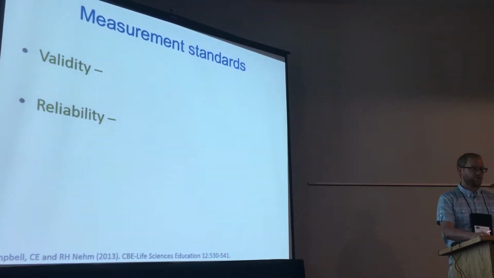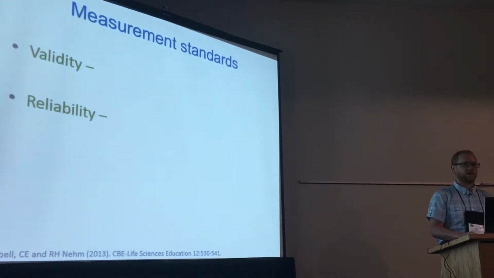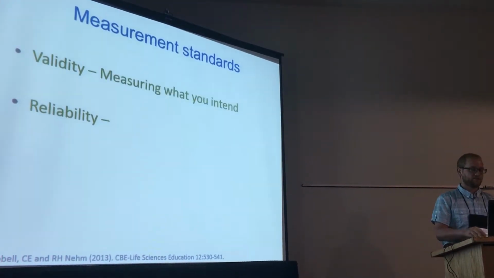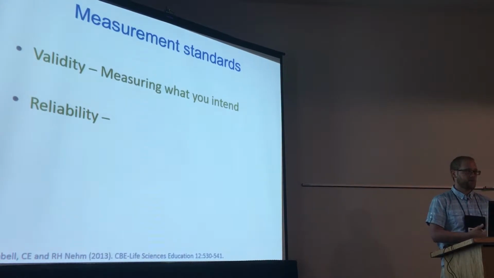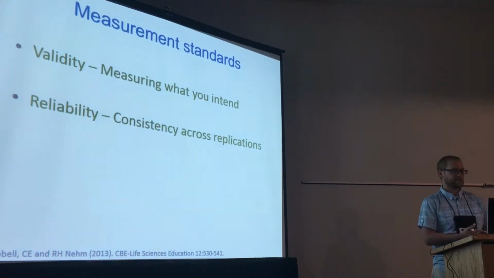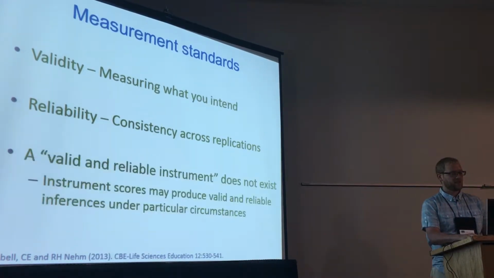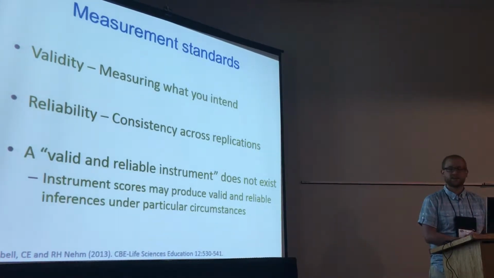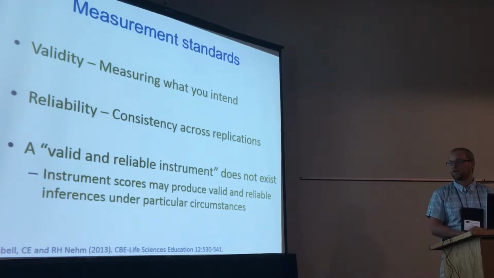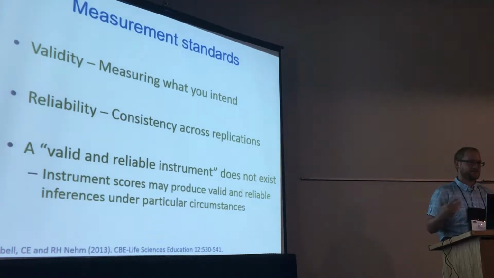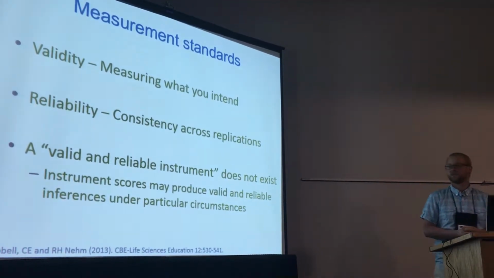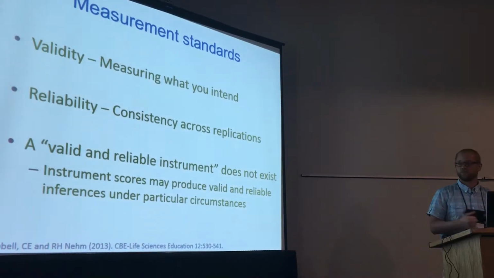So to talk about them a little bit more, validity and reliability are the primary two that we're going to focus on. And validity is measuring what you intend to measure. And reliability is consistency across replications of a measurement procedure. And I'm just going to wade into semantic waters just a little bit here and say that a valid and reliable instrument just does not exist. That's not how you should use these terms. Though people use them all the time.